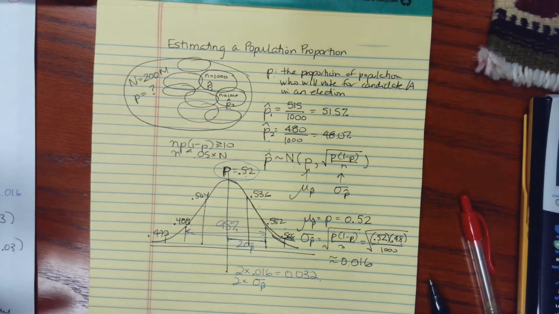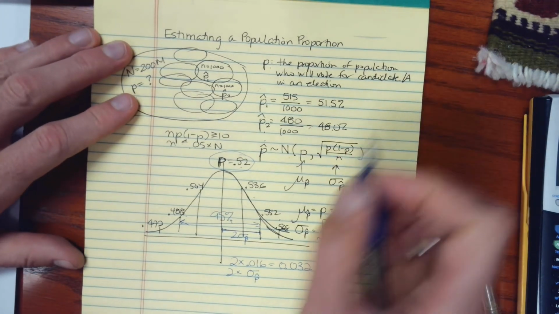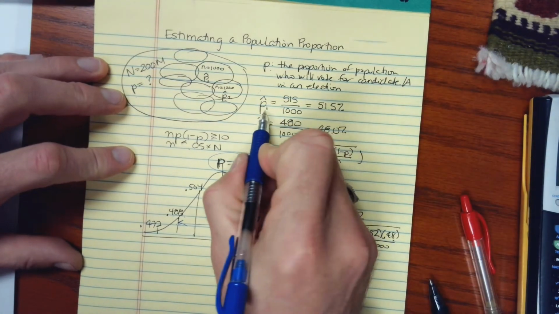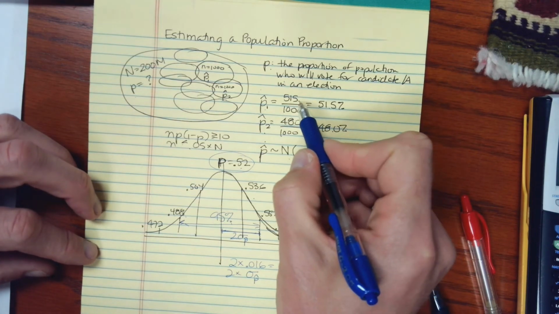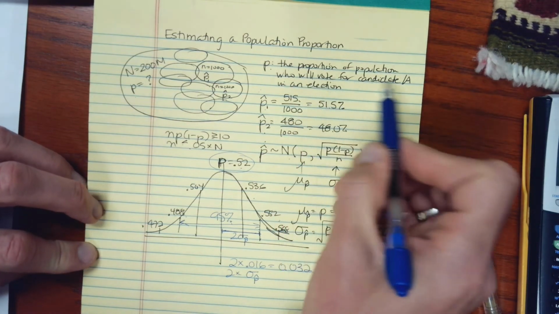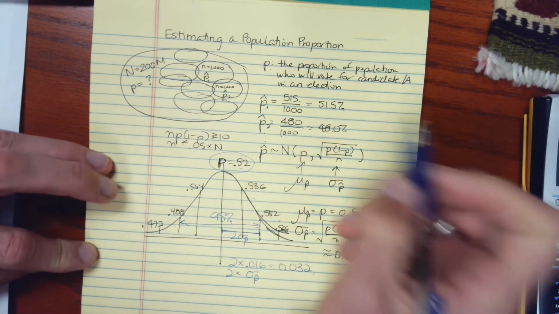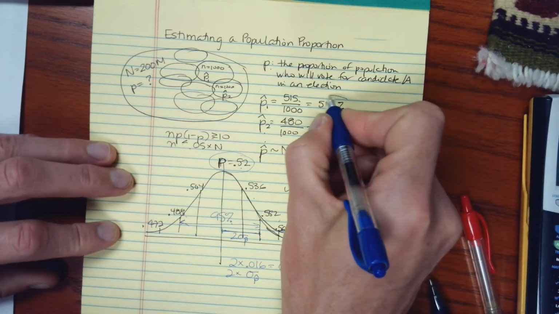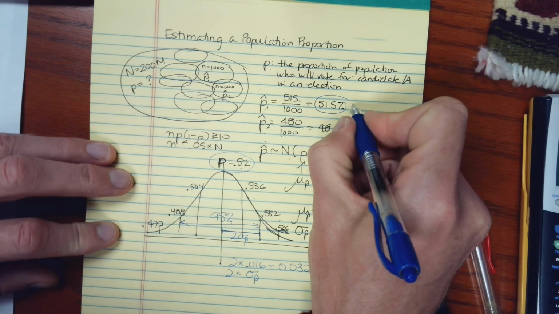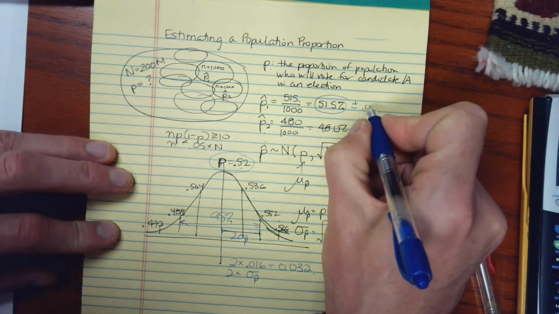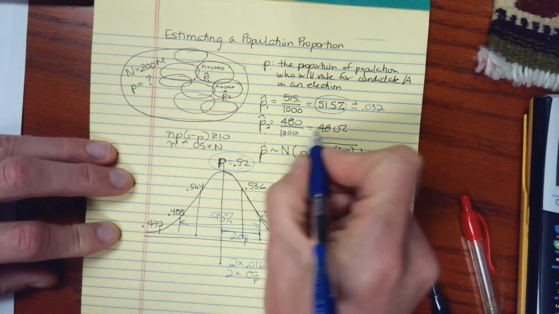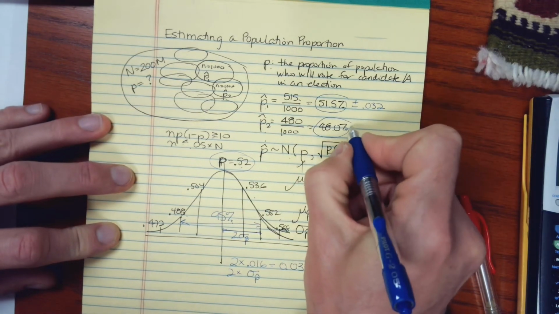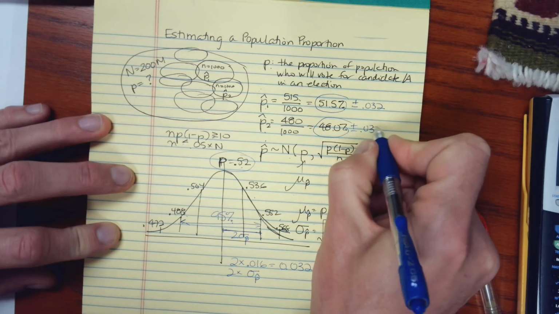Okay, so now let's go back and consider some of these sample proportions. In my first sample, and this is all hypothetical, of course, I had 515 respondents who were going to vote for candidate A. That was 51.5%. What if I took this result and did a plus or minus 0.032? That would be 2 standard errors.